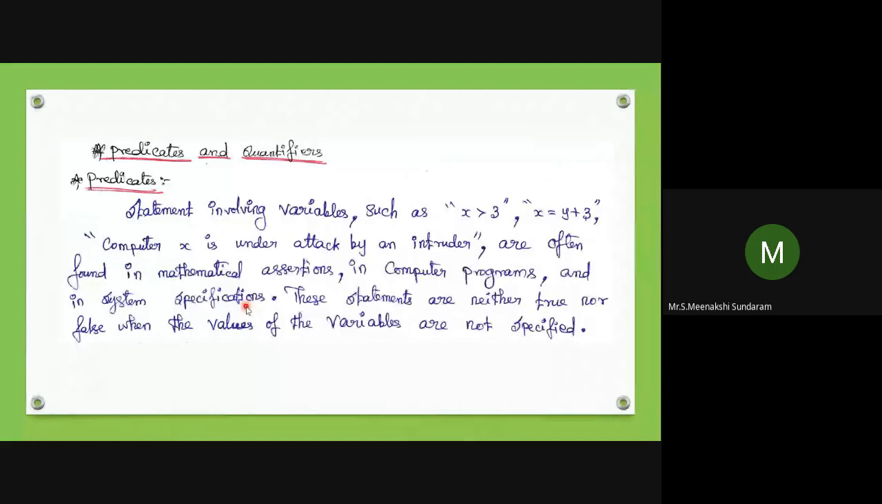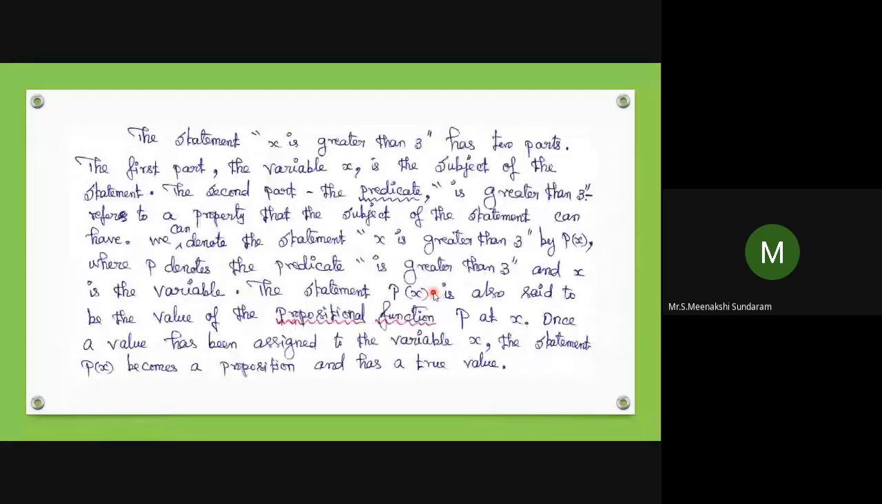Statements like "computer X is under attack by an intruder" are often found in mathematical assertions, in computer programs, and in system specifications. These statements are neither true nor false. That's why it's a predicate, neither true nor false. We cannot conclude the result until we fix the values. So when the values of the variables are not specified, the statement x is greater than 3 has two parts.